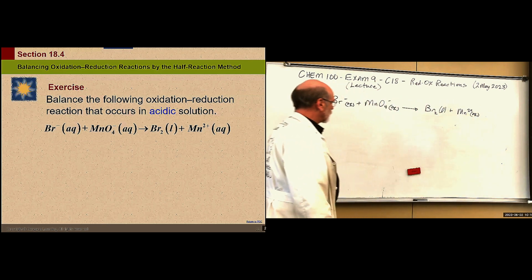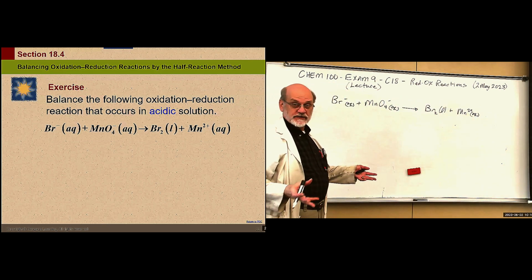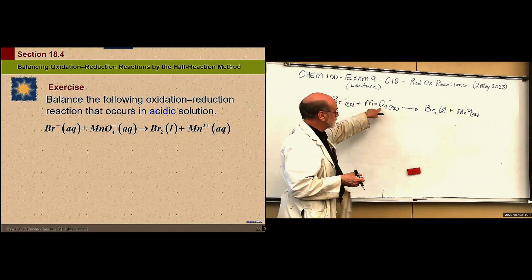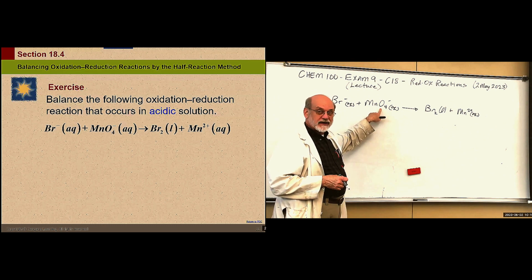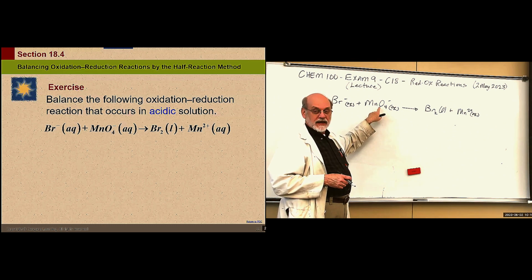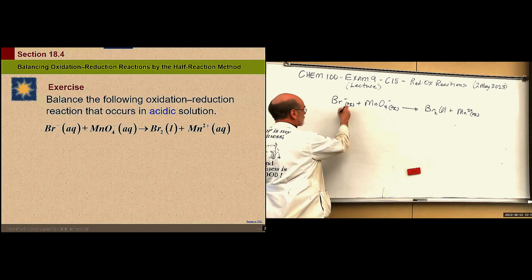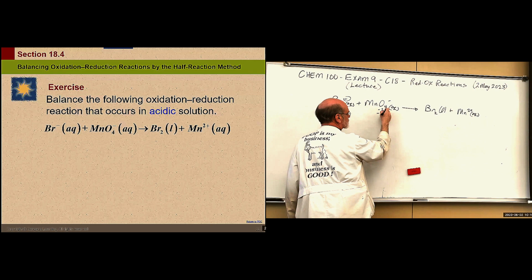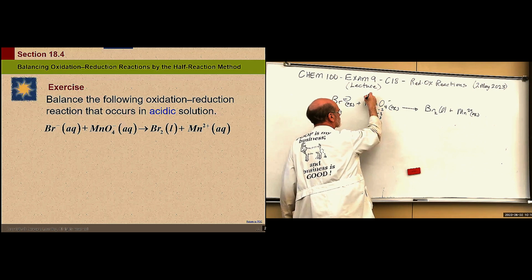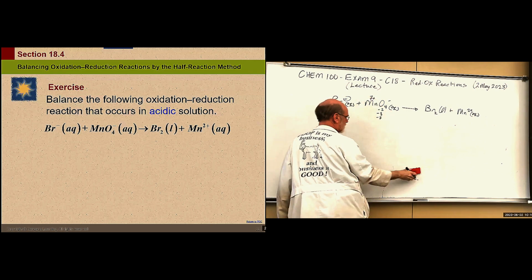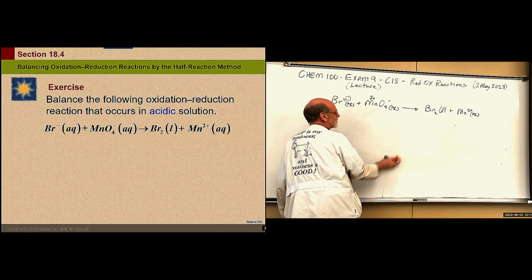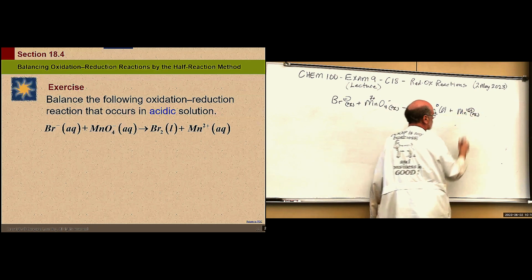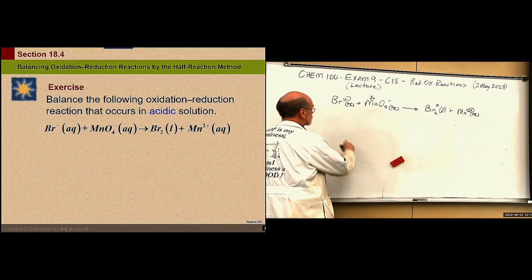Okay, so what do we do first? Oxidation states, right? We got to figure out which one's reduction, which one's oxidation, and we do have an oxygen here. So we're going to have to break it apart into half reactions. This one's a minus one. This one's a minus two times four is minus eight. Pull one out, minus seven. This is a plus seven. This one's a zero. And that one's a 2+.